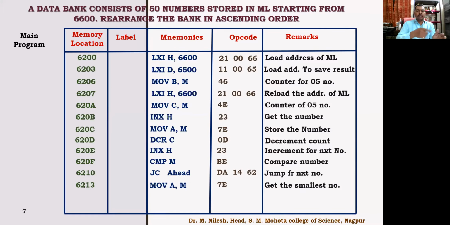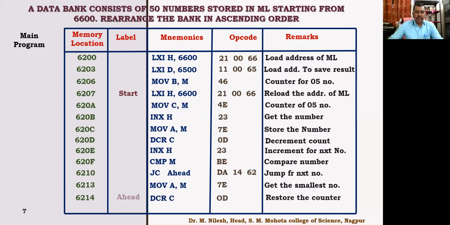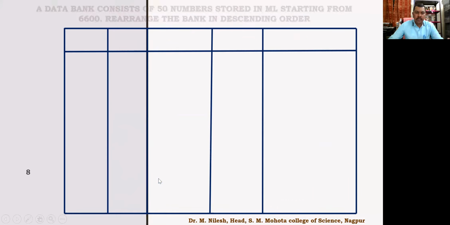If it is not smaller, then we have to jump ahead and search for the next number. So it is jumped over here. So this is ahead. I guess this is ahead. So this jump is here. It will decrement the count again, and again it will go in the loop. So it is in the next page. So this is the loop that we need to continue. So this is the loop of this small program to just check the smallest number, right?